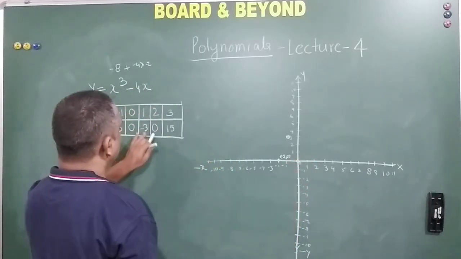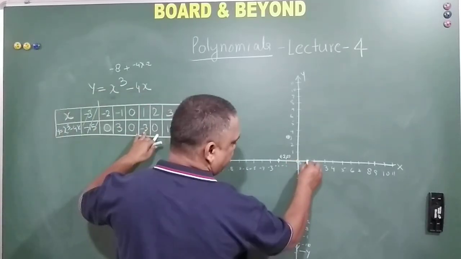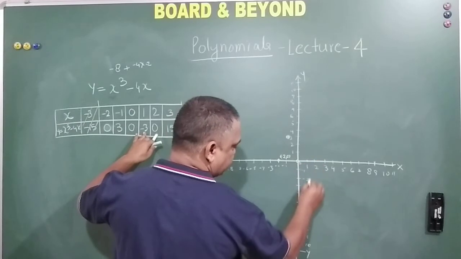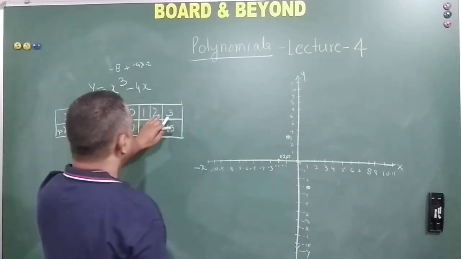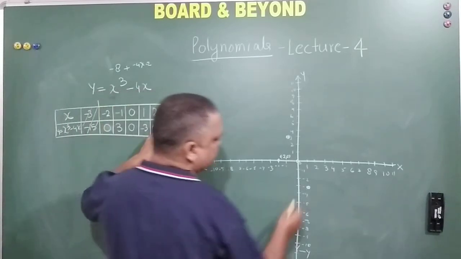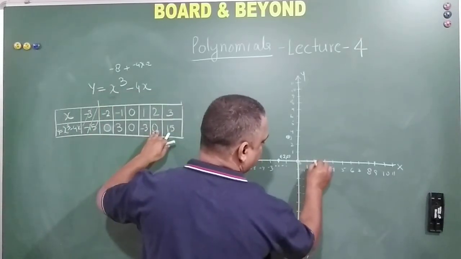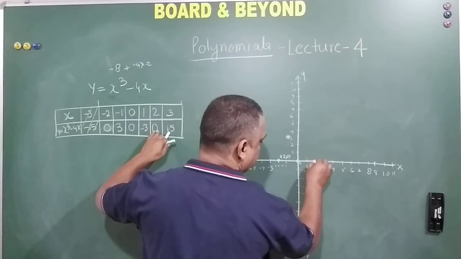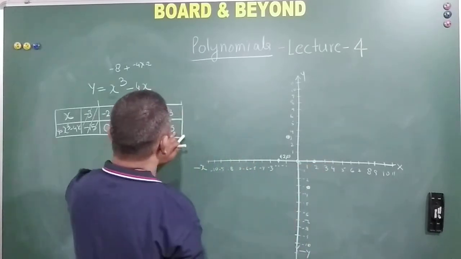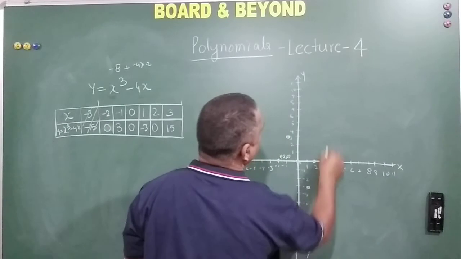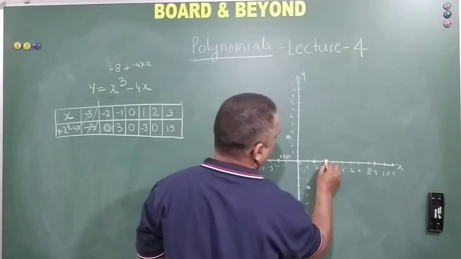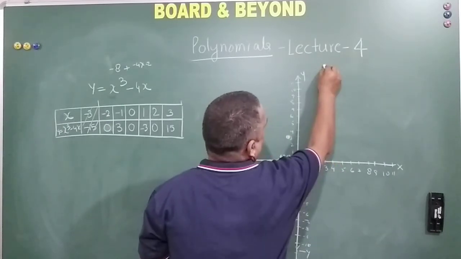Right? X is equal to 1, y is equal to minus 3, so this point. X is equal to 2, y is equal to 0, that is equal to this point. X is equal to 3, y is equal to 15. Randomly I'll take this point.